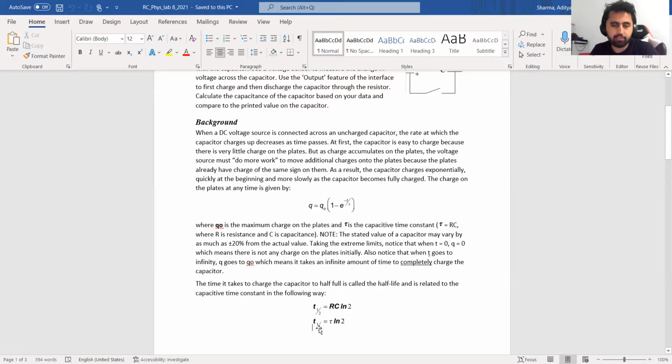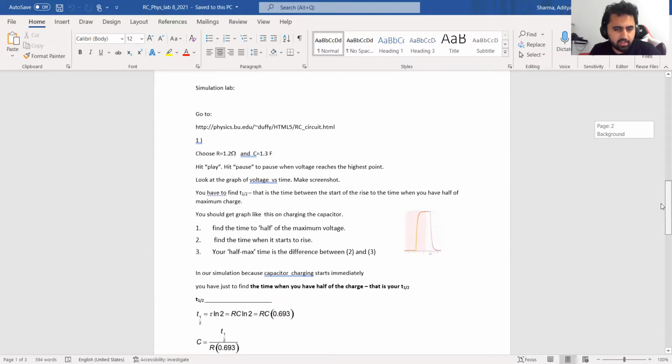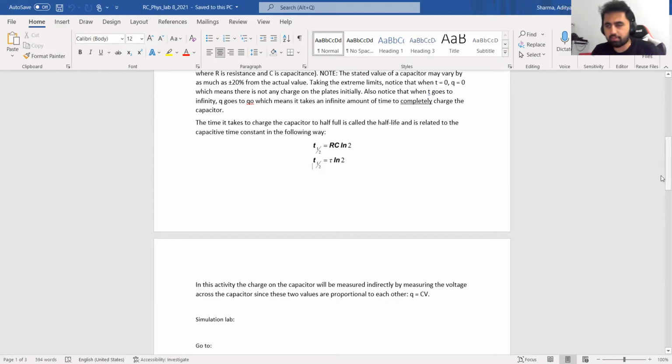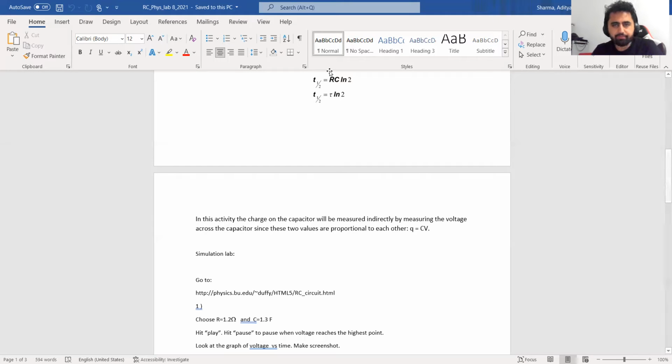So T half is half-life, and that is equal to RC, or tau, into natural log of 2. Natural log means base e, and you might already have this in your calculators, but I think it's given here that it's 0.693, so you don't even have to calculate that. So natural log of 2 is given. And in this activity, you're finding the charge in the capacitor, and you will be just verifying that. So you have this link, right? And I will show you what you will see when you open this link.